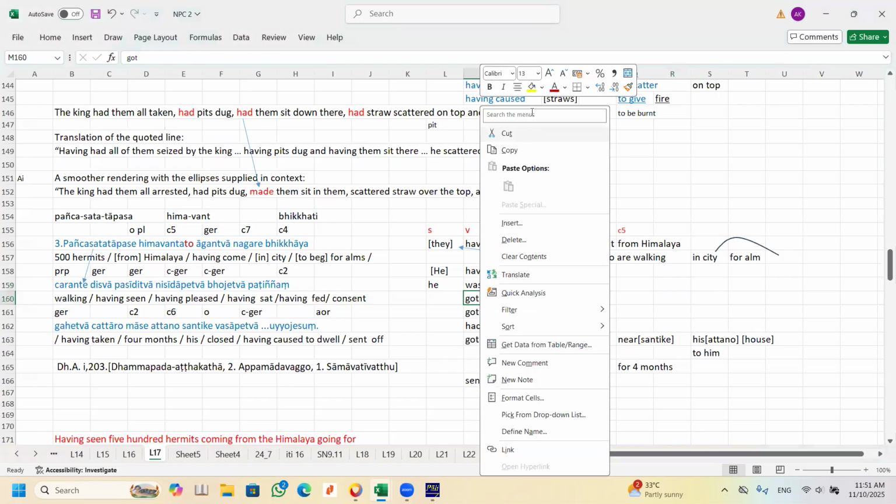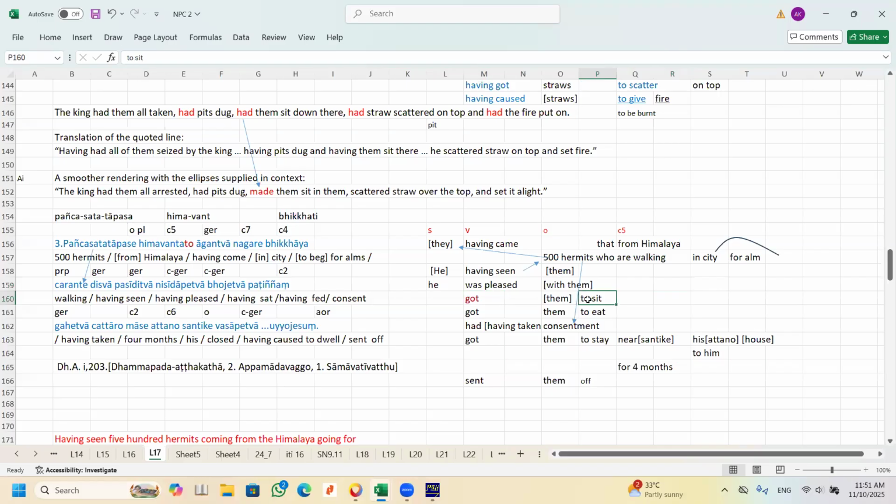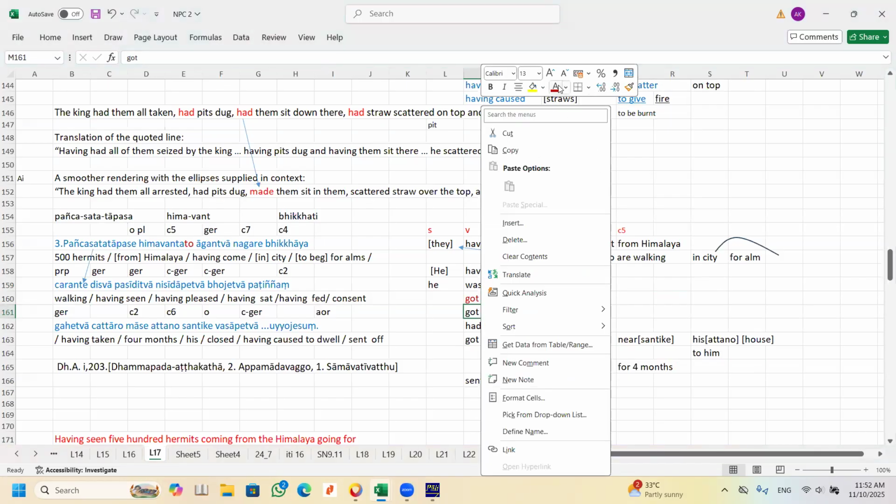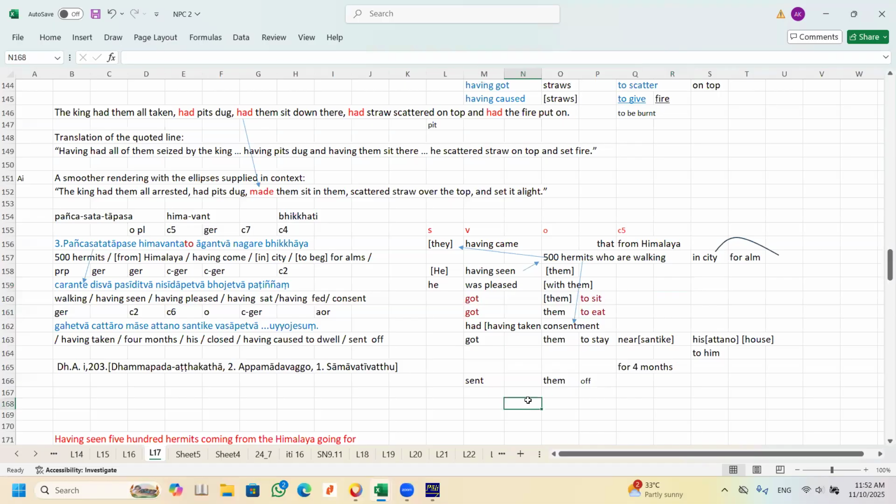This one plus this is causative. Got them to eat again. This is also causative. We don't use the word cause anymore because that means you force them to eat. You get them to eat. Okay, you see this part? Eat. Okay. Now, can you see?